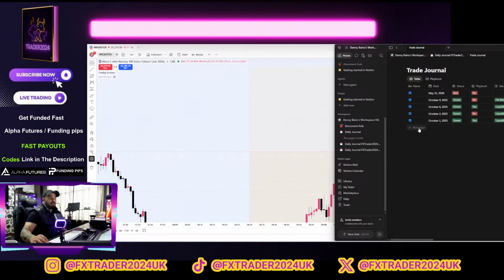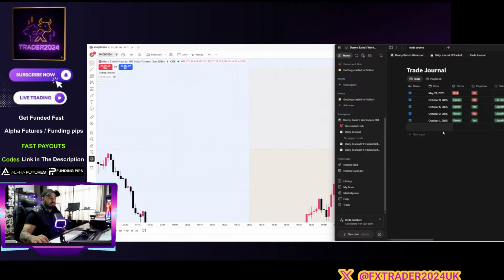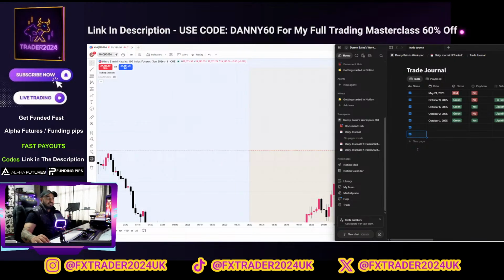And then once you want to do a new page, you just click on new, and that'll give you a new day for the next day. Or you can do that for every single trade. So if you take 2 trades in a day, you add 2 entries, and you just do it for every single trade you take. So yeah, that's a good journal, guys.